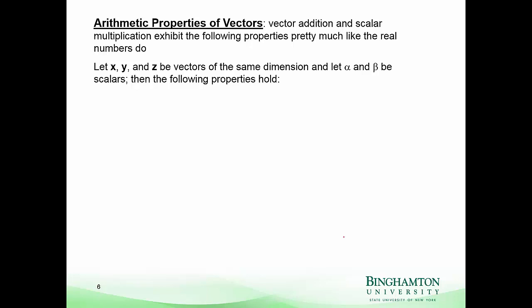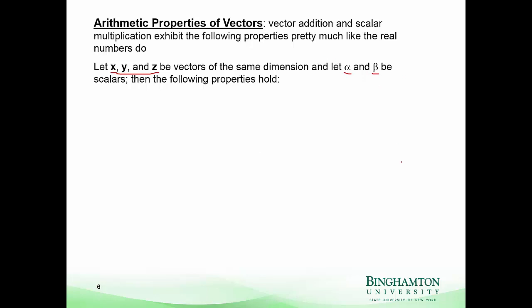So what we're doing here is building the arithmetic structure that vectors must live within. So we've defined vector addition, we've defined scalar multiplication, and together those things will also define vector subtraction. But in general, we can just talk about vector addition and scalar multiplication. Those two things handle everything that we've talked about already. So suppose we have three vectors in the same dimension, x, y, and z, and we've got two scalars, alpha and beta.